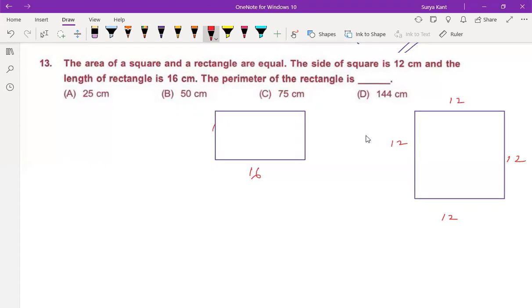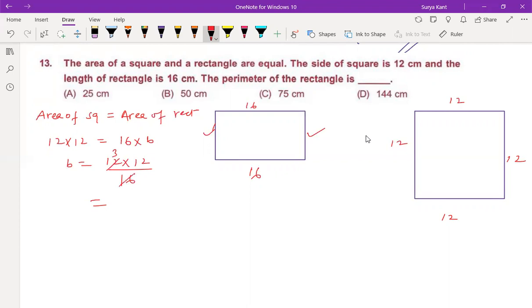You can find it easily. So how to find the breadth of this? First we find the side of the square. See, area of a square is equal to area of rectangle, is given. So area of a square is side square, 12 into 12, is equal to 16 into breadth. So breadth is equal to 12 into 12 divided by 16, correct? 4 3s are 12, 4 4s are 16. So the answer is 9, correct?